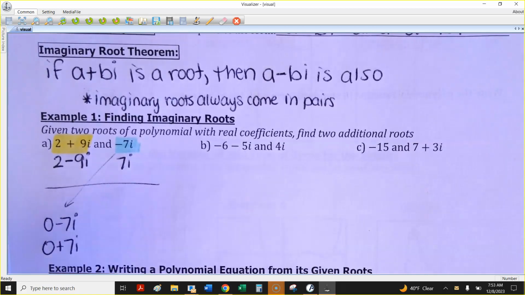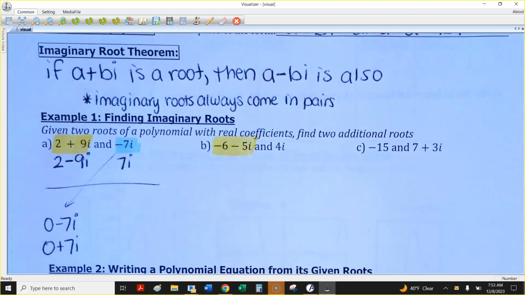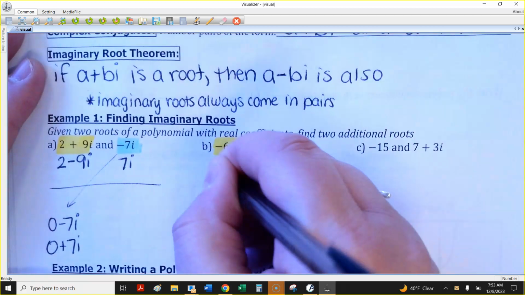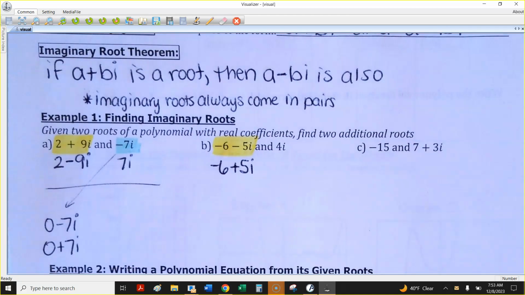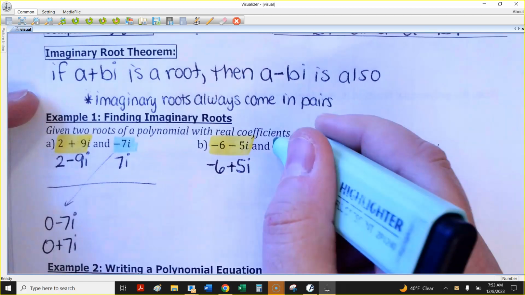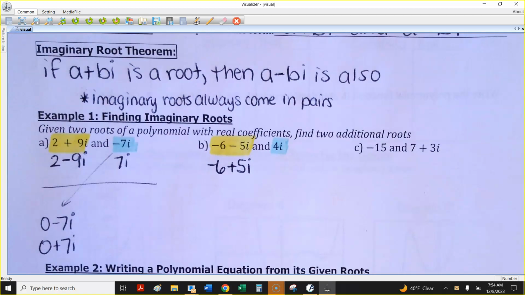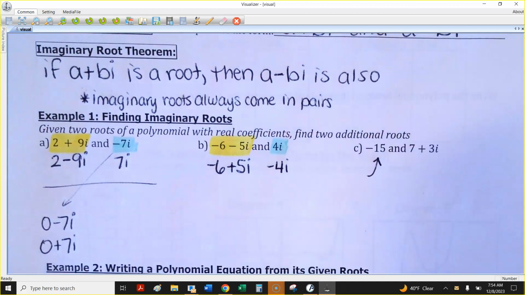Okay. Who can raise your hand? Tell me, what would you write for the conjugate of negative 6 minus 5i? Yes. Don't change the negative 6. Only change the sign in the middle. If it starts with a negative real number there, which it does, negative 6, don't change that. You only change the sign in the middle. All right. What would you write down for the conjugate of positive 4i? Negative 4i. Everyone fell asleep for a second. Okay, negative 4i.